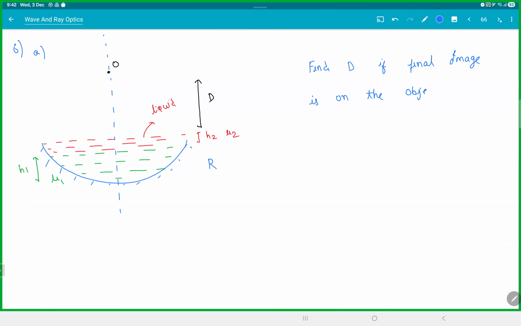So the light rays will go through the two liquids, mu2, mu1, then hit the mirror, then again come back through mu2, mu1, and then go. Hope you guys remember, there's a general formula I gave you for slabs. You should definitely remember that. It saves you time if you know that result.